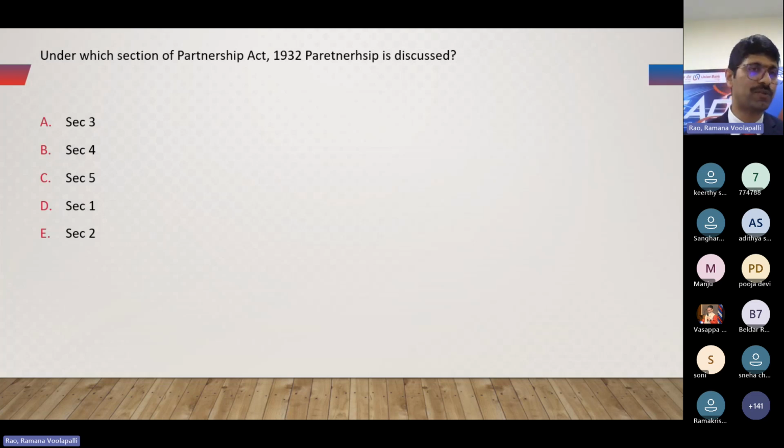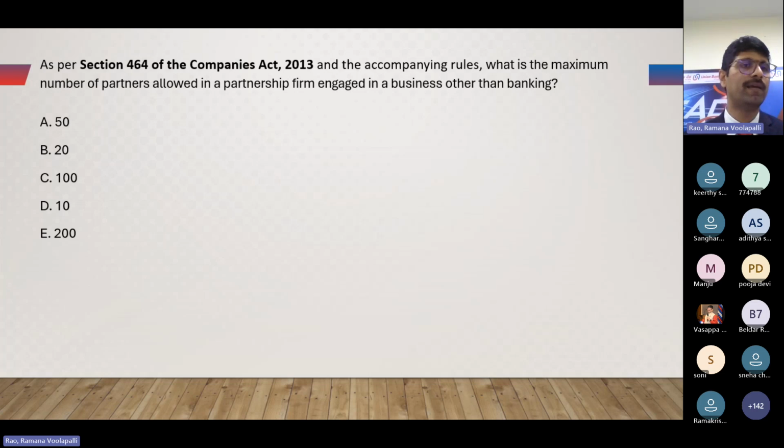Let me go to the next question, based on the previous slides only. As per Section 464 of the Companies Act 2013 and the accompanying rules, what is the maximum number of partners allowed in a partnership firm engaged in a business other than banking?